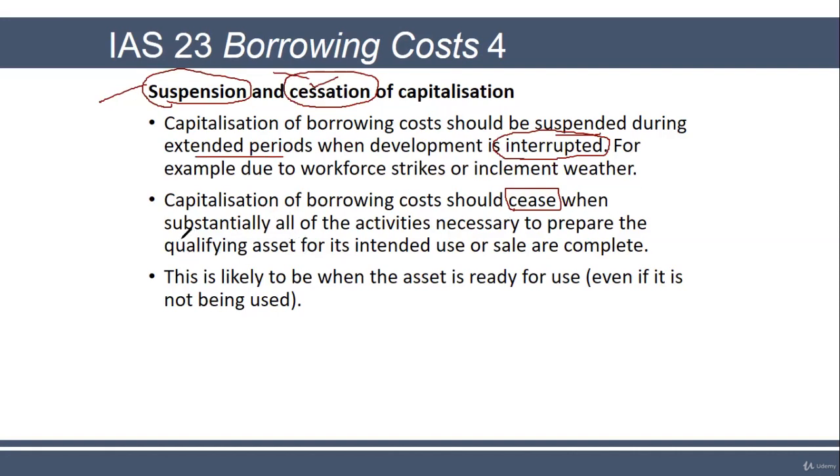Now, when should you cease? When should you stop? You say that this is my building, the construction period has finished. So this is called cessation. And when this cessation happens, it says capitalization of borrowing cost should cease when substantially all of the activities necessary to prepare the qualifying assets are complete. Substantial. It does not say when the asset is fully complete. Now here you should pay attention. Listen.